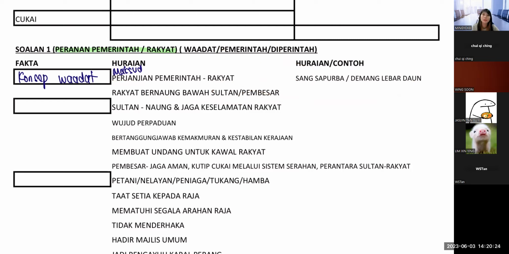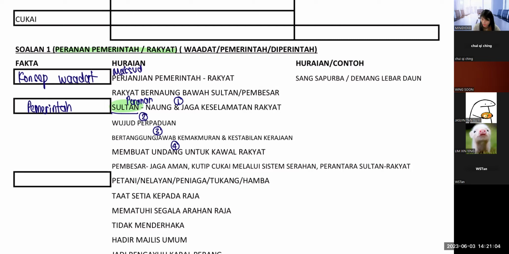According to our pemerintah dan rakyat, our pemerintah, golongan pemerintah, terdiri daripada sultan. And according to our sultan, what are their peranan? Peranan sultan, you have to know, they are menaungi dan menjaga keselamatan rakyat. They mewujudkan perpaduan. They bertanggungjawab kemakmuran dan kestabilan kerajaan. They membuat undang-undang untuk mengawal rakyat.